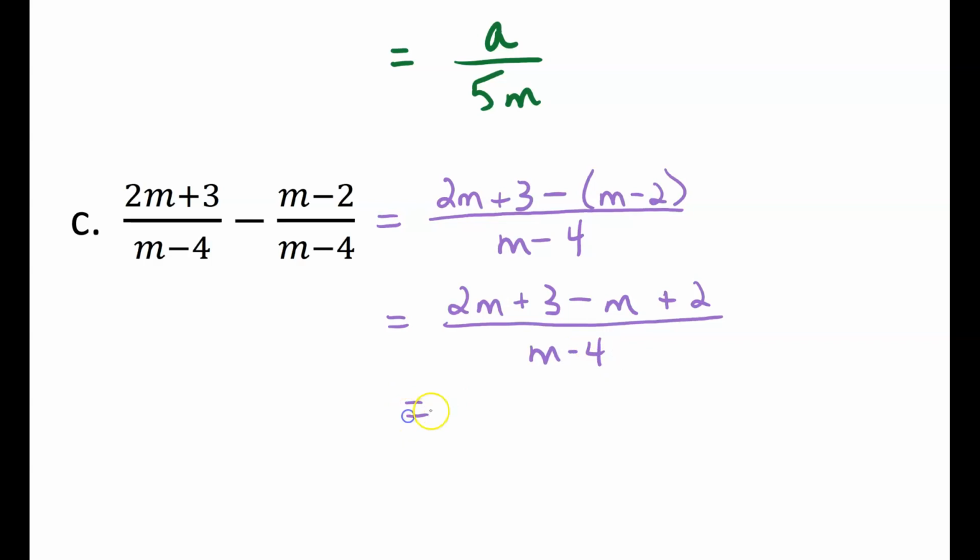And then I want to go ahead and collect my like terms. I have a 2m minus 1m. That's m left. And then I have a 3 plus a 2. That's 5 all over m minus 4. And can we simplify this any further? No, we're finished here. I did not simplify any variables out, so I don't need to make a statement because we already know by looking what m can not be equal to? 4. All right.